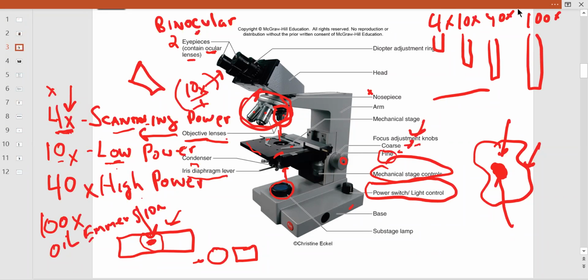So if we start out, say the last person never put the microscope away by putting it back to scanning, and you put your slide down there, crack, it'll crack. If you put this down, it'll crack it. So you want to make sure you start at scanning power at 4x.